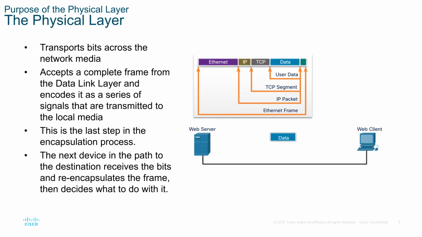At the physical layer, we transport bits across the network media. This accepts a complete frame from the data link layer and encodes it as a series of signals that are transmitted to the local medium. And this is the last step in the encapsulation process. The next device in the path to the destination receives the bits and re-encapsulates the frame, then decides what to do with it.